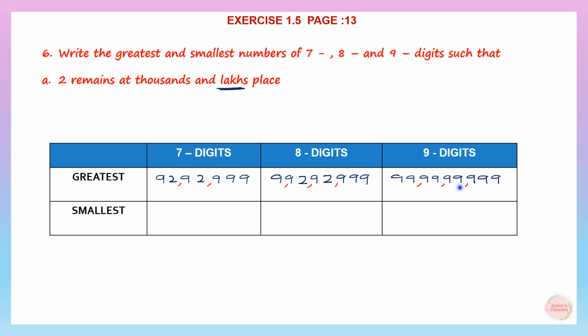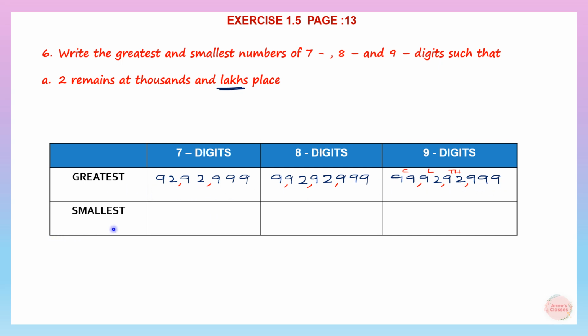Ones, tens, hundreds, thousands. So remove this and put 2 there. Similarly, ones, tens, hundreds, thousands, 10,000s, lakhs. So remove this 9 in the lakhs place and put 2 in that place. So now let's read this number. This is crore. This is lakh. This is thousands. 99 crore, 92 lakh, 92,999. So we've got our greatest 7, 8 and 9 digits.